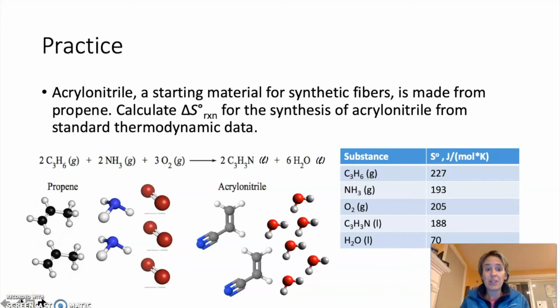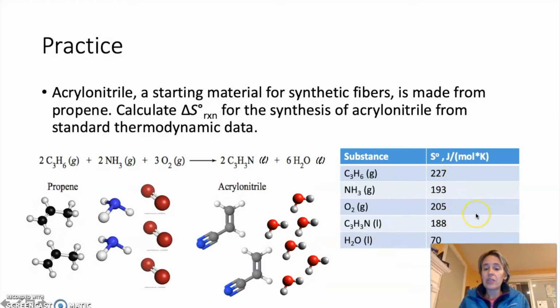Before I hop to the paper, let me just show you guys the structures for each of the reactants and products in this reaction, and give just a little bit more background. We're looking at the production of acrylonitrile, and it's formed from 3 gases: propane, ammonia, and oxygen. It forms these 2 products, acrylonitrile and water, which under the conditions of this reaction are liquids.